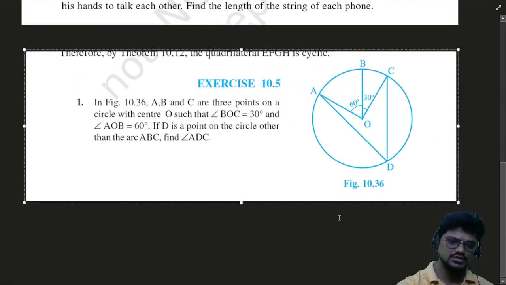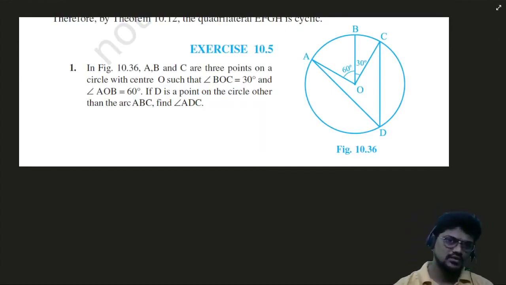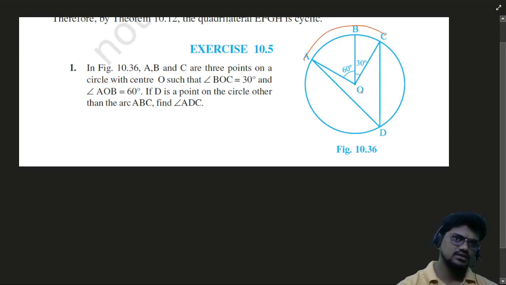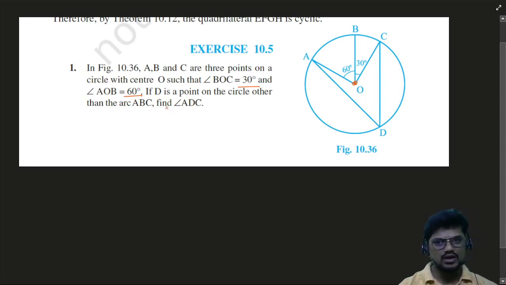Now here is the first sum. In exercise 10.5, in figure 10.36, A, B, C are three points on a circle with center O. These three points are there, and this O is the center of the circle. Such that angle BOC is 30 degrees and angle AOB is 60 degrees. And if D is a point on the circle other than arc ABC, then you have to find angle EDC. Did you understand the question?